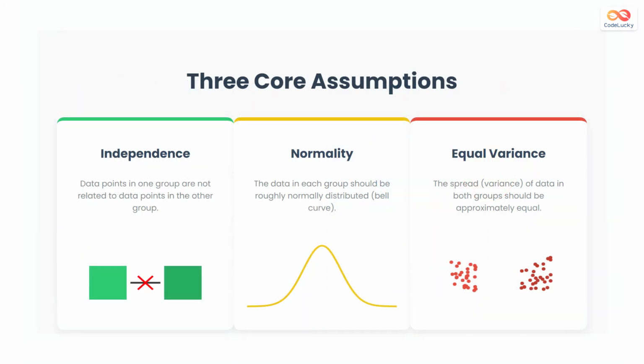Before we run the test, we must check three core assumptions to ensure our results are valid. First is independence. The data points in one group must not influence the data in the other. Second is normality. The data should roughly follow a bell curve distribution. And third is equal variance. The spread or dispersion of data in both groups should be similar.